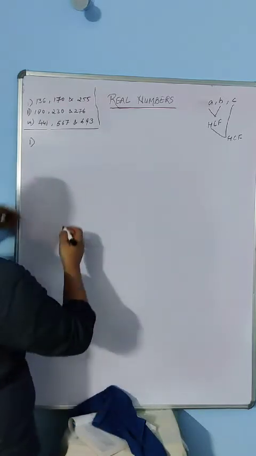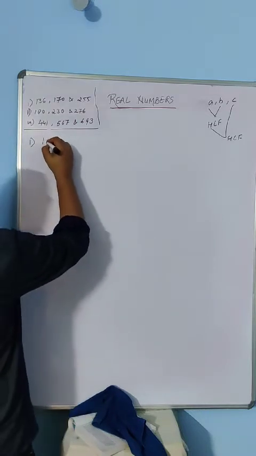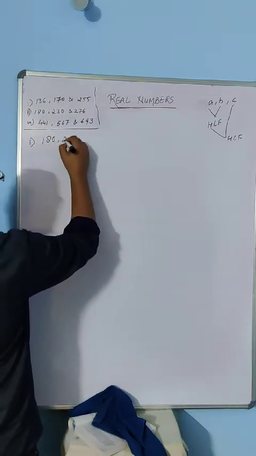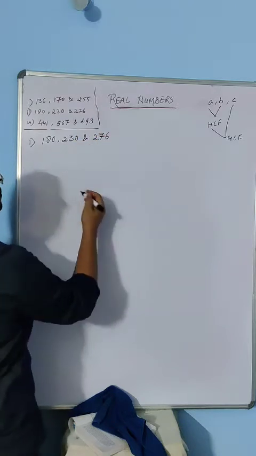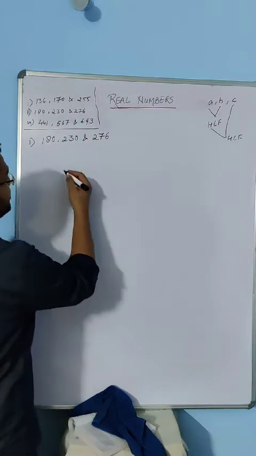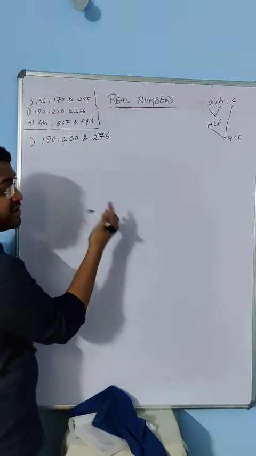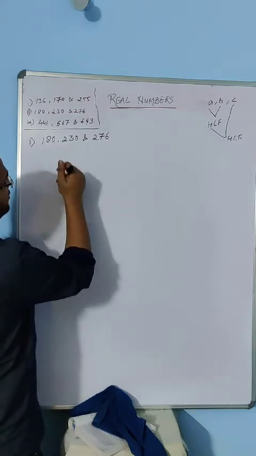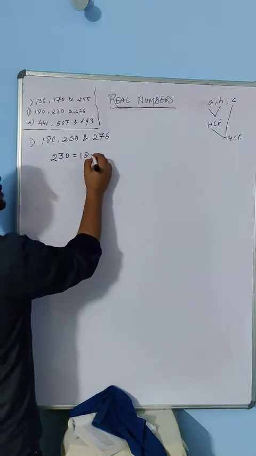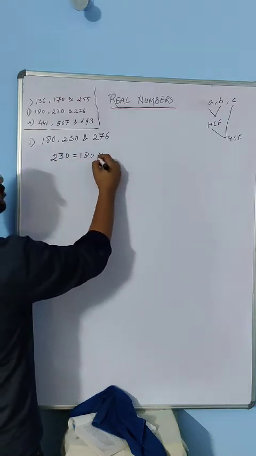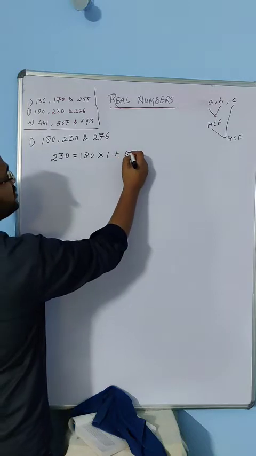Okay, now the next question. Again I can choose any two of the numbers. This time I'll be choosing the first two. So the dividend is equal to divisor. So 230 by 180, it goes one time, then the remainder becomes 50.